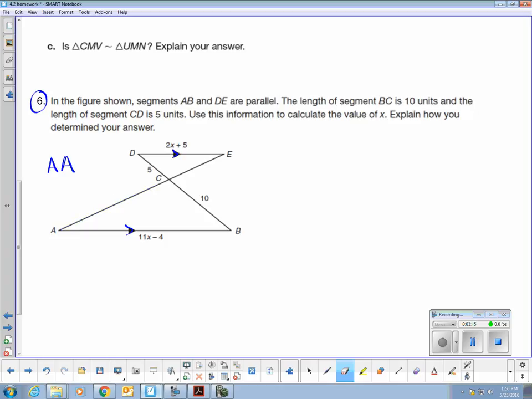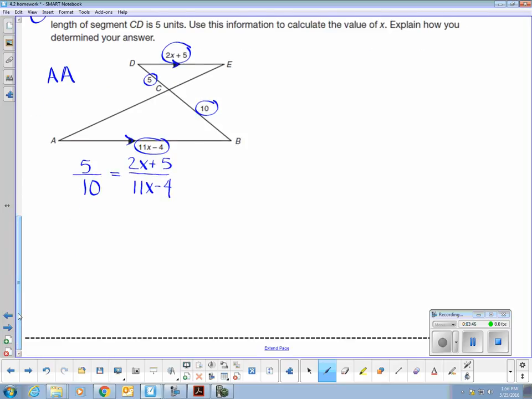Knowing that the triangles are similar, we can write a proportion to help me to find x. This side 5 corresponds with this side 10. This side 2x plus 5 corresponds with this side 11x minus 4. So to find x, I'm going to solve this proportion. To do that, I'm going to cross multiply.